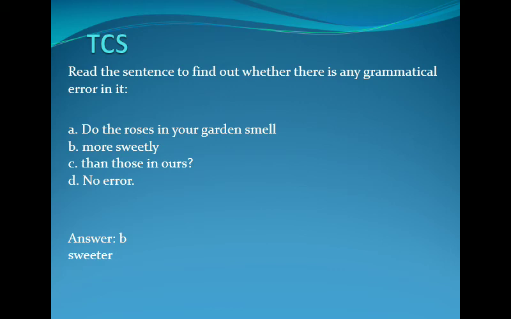So all you need to do is, a sentence is divided into 4 parts and you need to find out if there is any grammatical error in it. Do the roses in your garden smell more sweetly than those in ours? So it's pretty obvious and very simple. You cannot use more sweetly, you need to use sweeter. That is the comparative degree of sweet. You must remember comparison of adjectives: sweet, sweeter, sweetest. So when you compare the roses in one person's garden to another person's garden, obviously you use a comparative degree. So the comparative degree of sweet is sweeter.